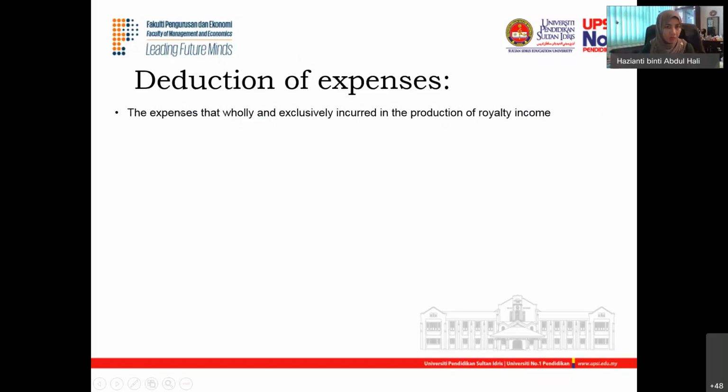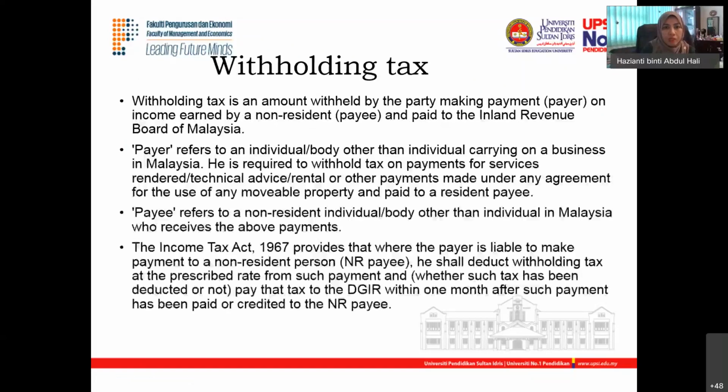All right, deduction of expenses. Again, we still have a deduction of expenses which are wholly and exclusively incurred in the production of royalty income.